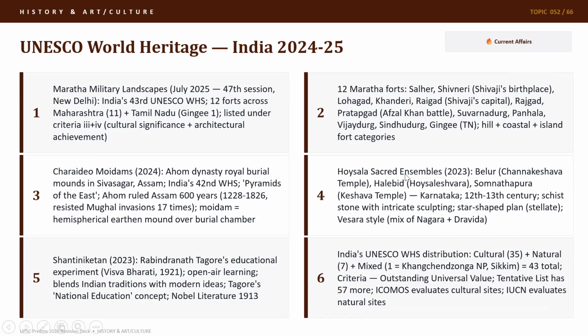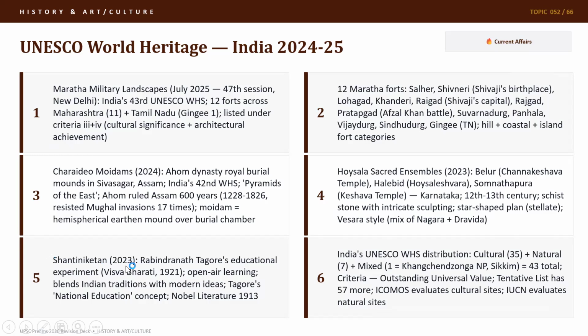The sacred ensembles of the Hoysalas: Belur, which has the Chennakeshava temple, Halebidu, which has the Hoysaleswara temple, and Somanathapura, which has the Keshava temple. All are in Karnataka, and these are 12th and 13th century temples. Schist stone was used with intricate sculpture and a star-shaped plan called stellate. This is the Vesara style of architecture used in the Hoysala temples of Belur, Halebidu, and Somanathapura. The Vesara style is a mixture of the Nagara and Dravida styles. It has a star-shaped architecture.